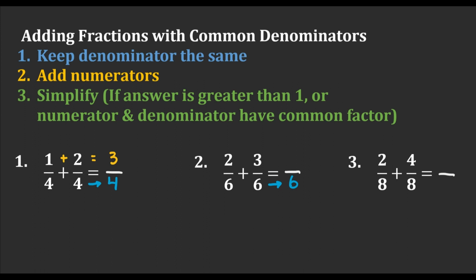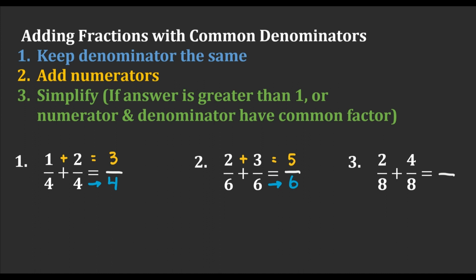Our numerators, since we are adding, our numerators get added together. 2 plus 3 equals 5. And then that is our answer, 5/6. Just like question 1, we cannot simplify because our answer is still less than 1, and there isn't a common factor other than 1 that we could divide each of our numerator and denominators by.